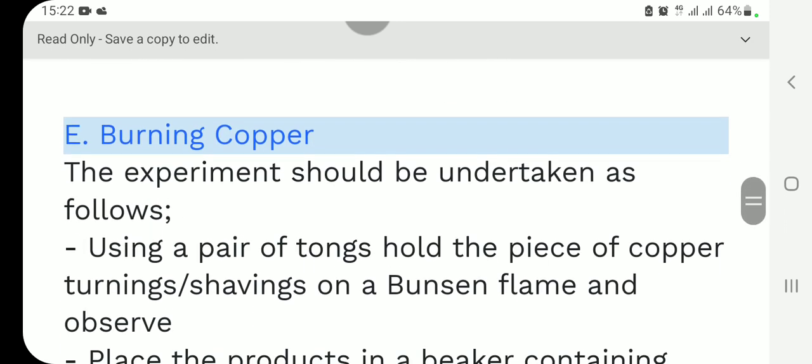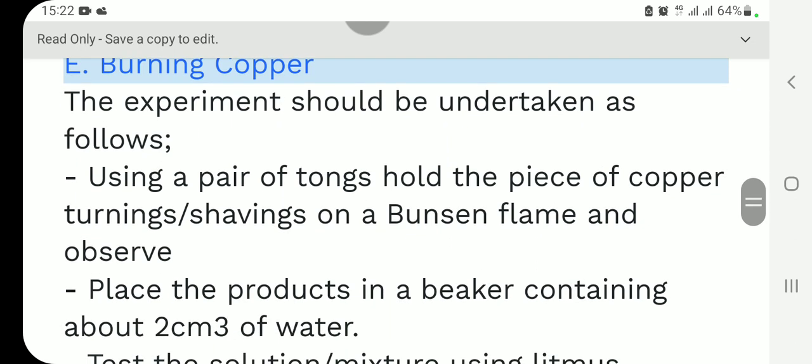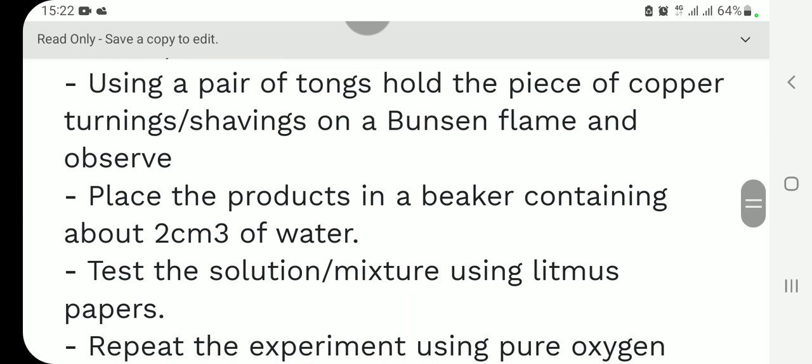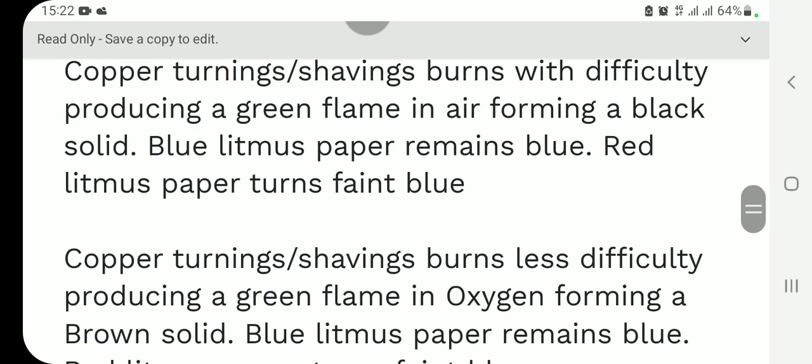Now we are going to copper. Copper is still a metal. You repeat the process of burning it using a pair of tongs. Don't use your hand, you'll get burnt. So use the tongs and a Bunsen burner flame. Take what you've obtained, the solid, mix it with water, then test with litmus paper.